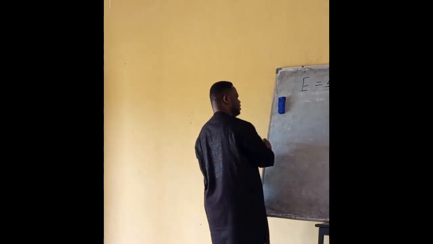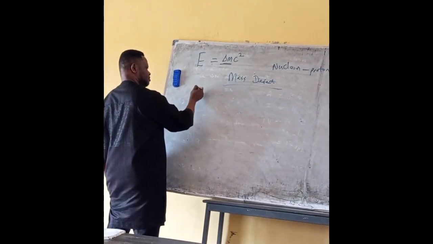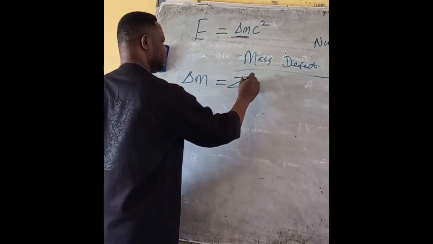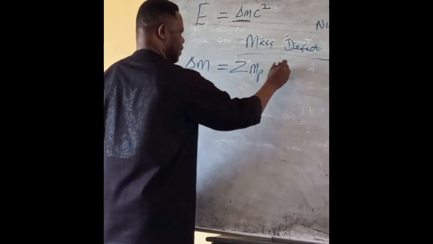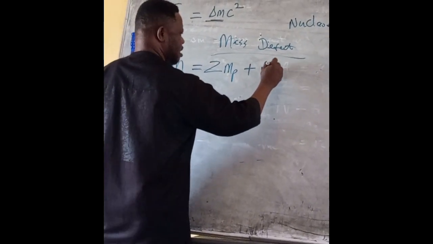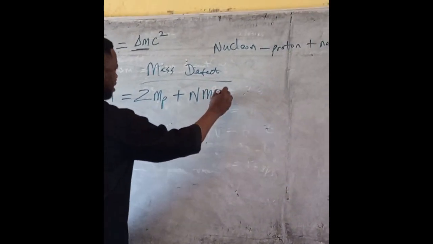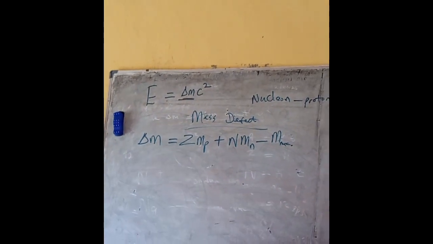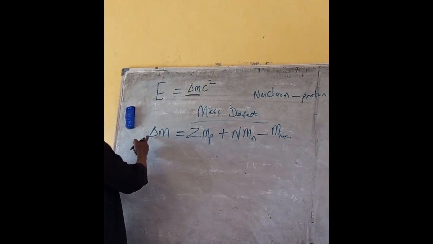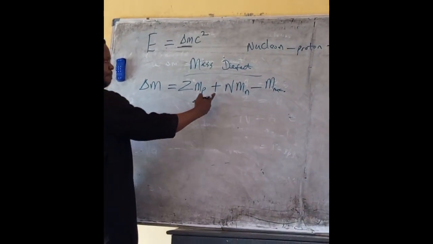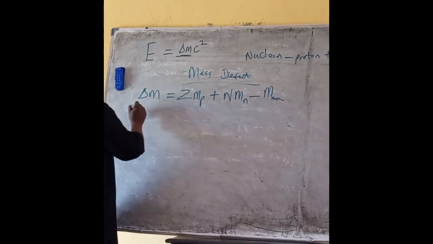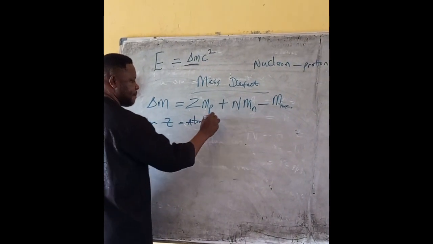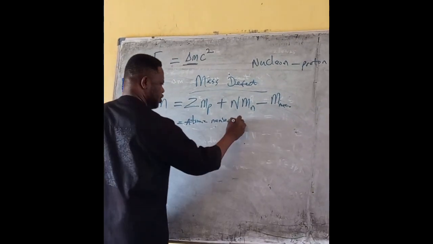It is given mathematically as change in M equals Z times the mass of proton, plus N times the mass of neutron, then minus the mass of the nucleus. Please take note of that. Change in M is ZMp plus NMn minus M nucleus, where Z equals the atomic number of the nuclei.